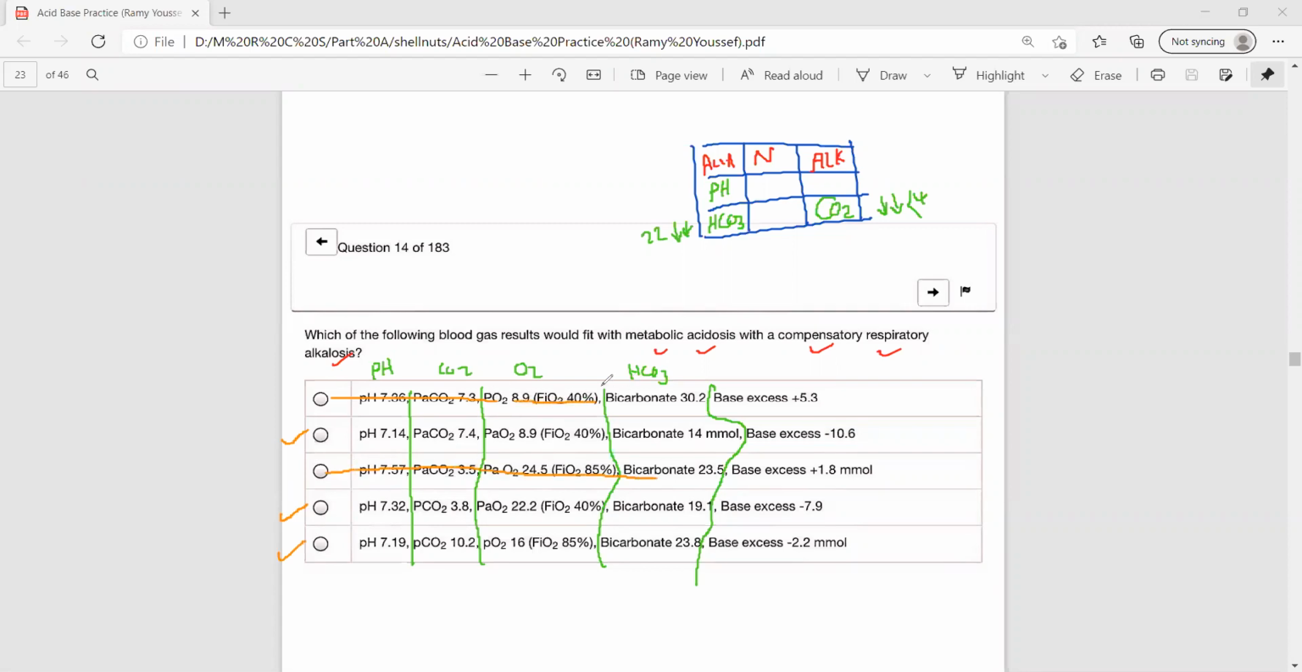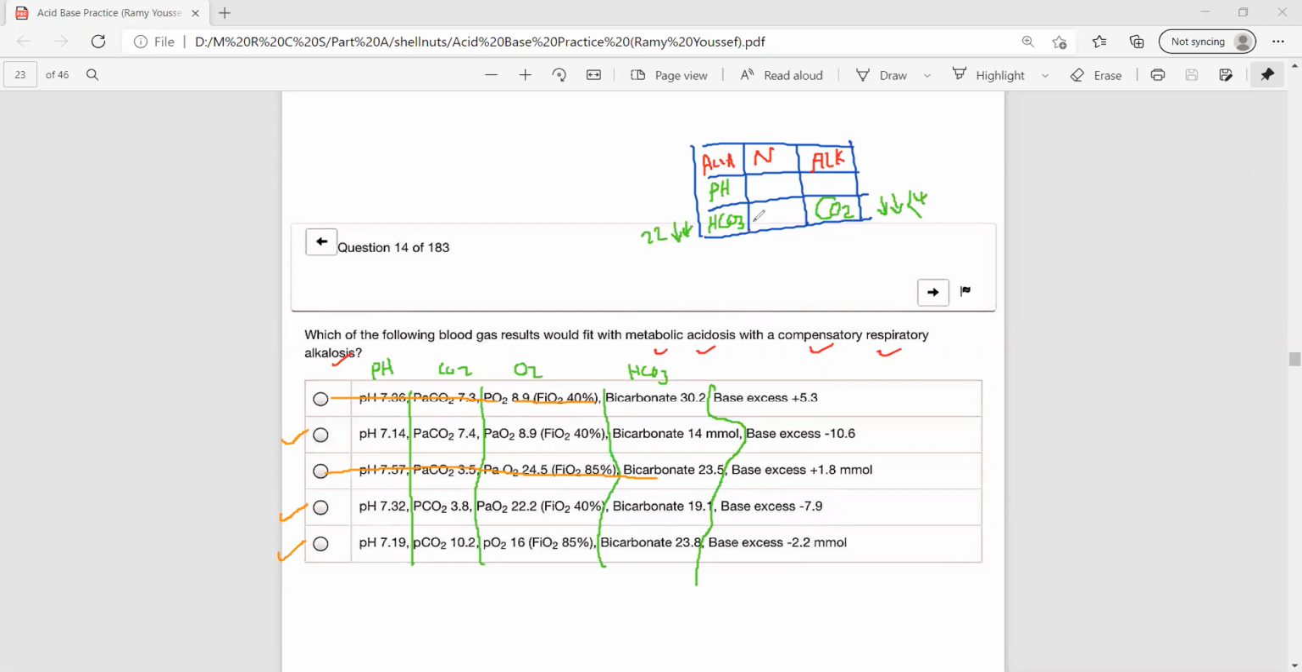Then I go for the second one, which is the CO2. I expect to find CO2 less than 4. Less than 4. So B can go. Then it is D, 3.8. Okay, we can go with D.